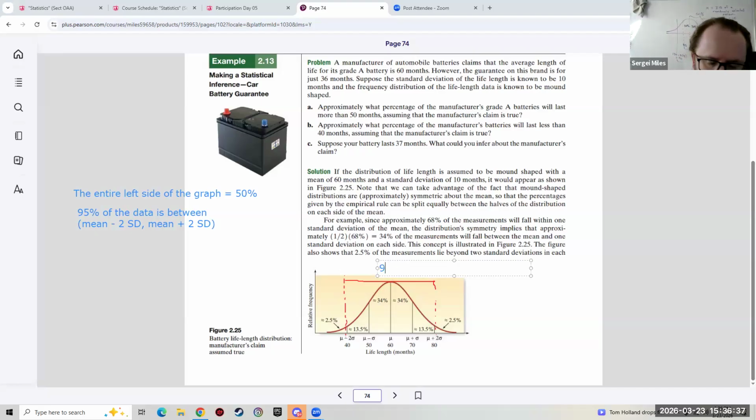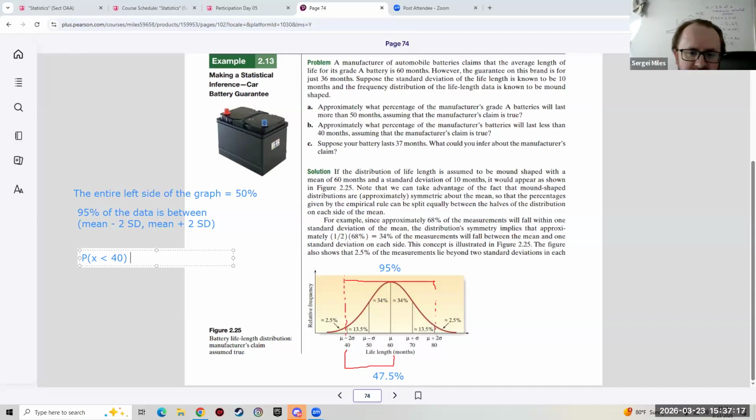All right. But like we did on the whiteboard a moment ago, if I split this down the middle, this means 47.5% is from 40 up to the middle, the average, right? So 47.5% is now this region between 40 and 60. But what am I trying to answer? I'm trying to answer the question, what percentage of the population would have a lifespan of less than 40 months?